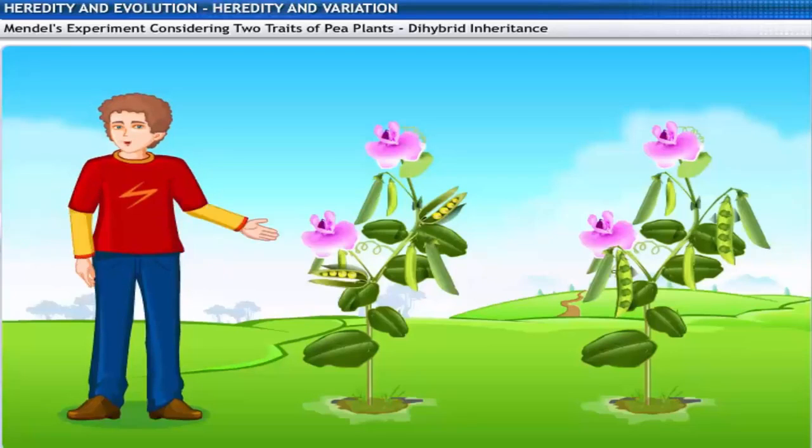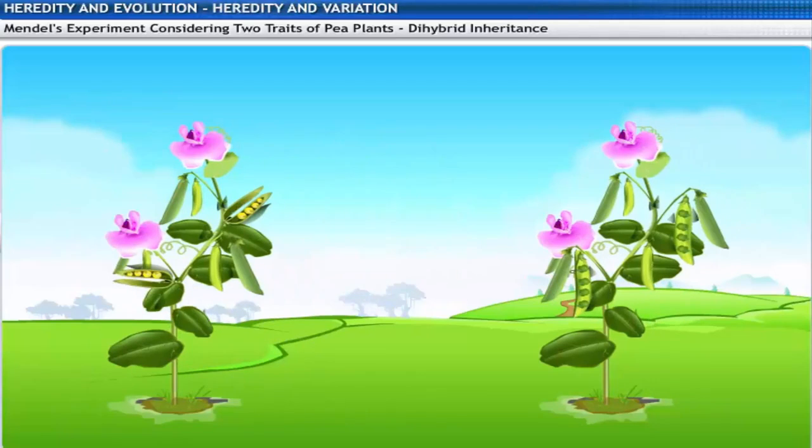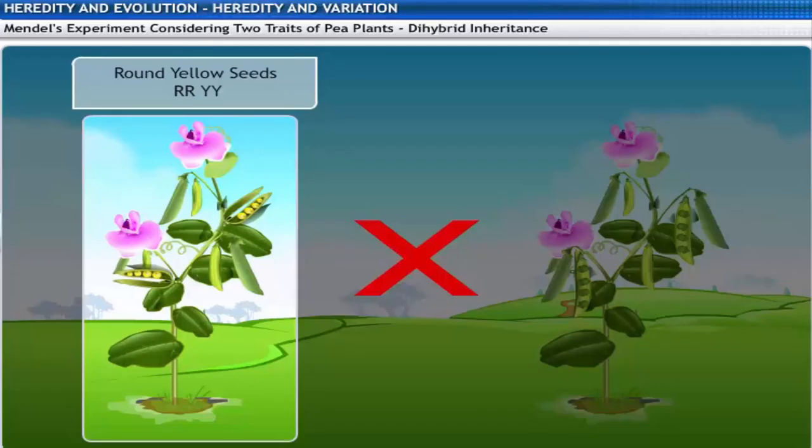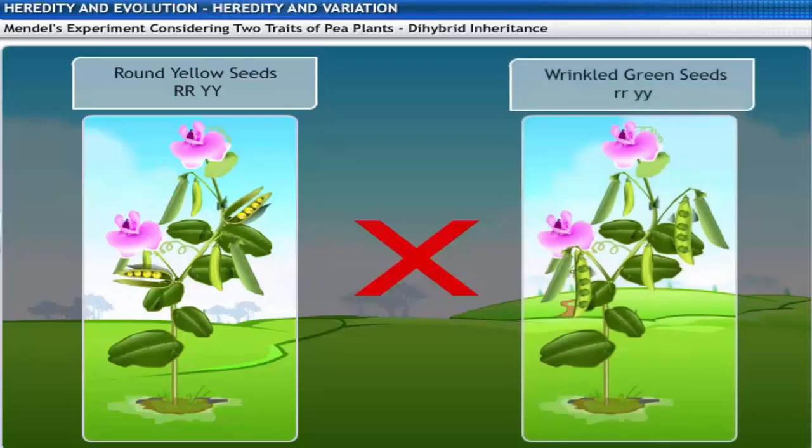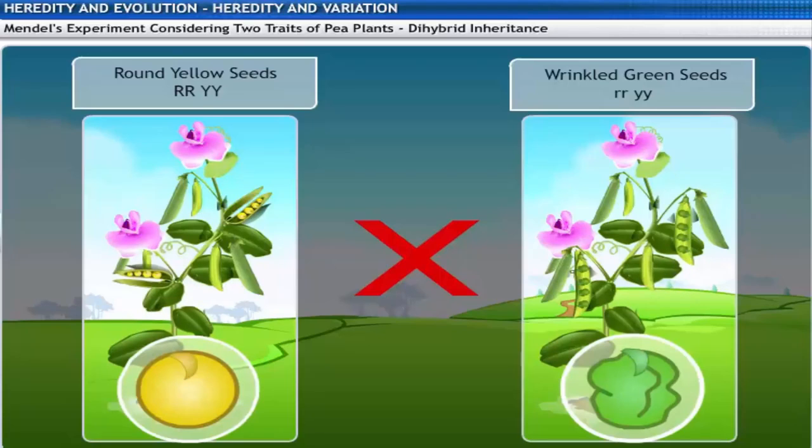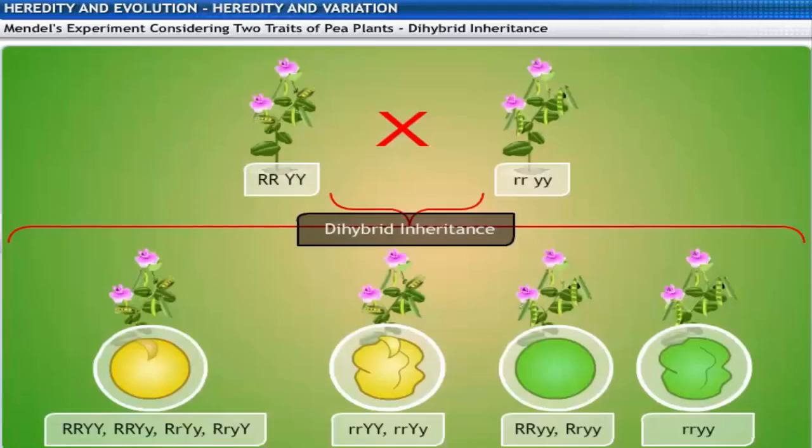What happens when pea plants of two different characteristics are bred with each other? That's an interesting question. Let's consider a hypothetical situation. We cross a plant producing round and yellow seeds, RRYY, with a plant producing wrinkled green seeds, rryy. The inheritance of two such characters is known as dihybrid inheritance.